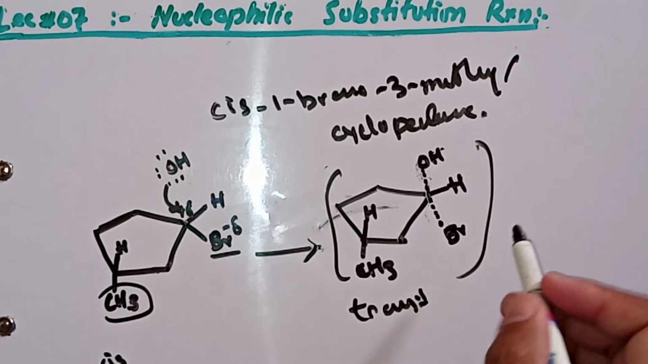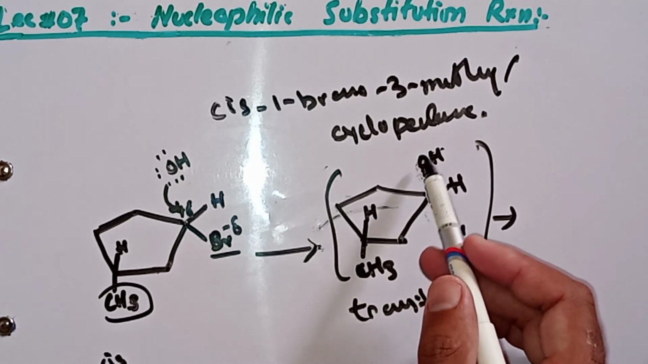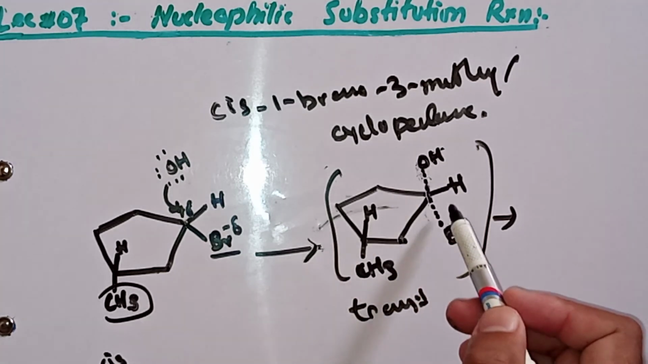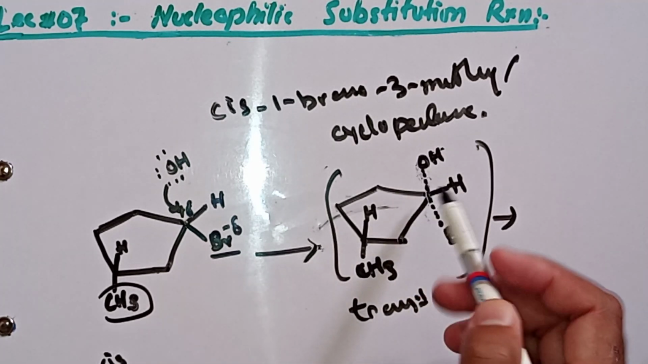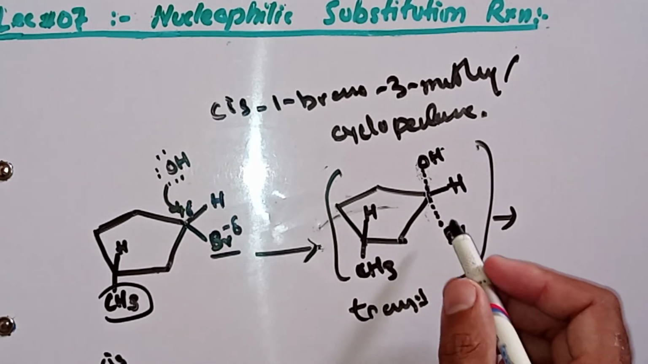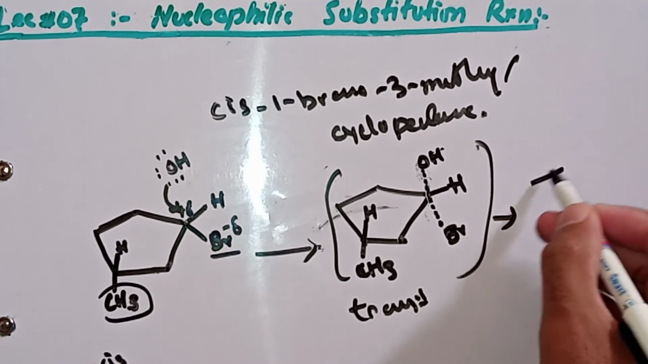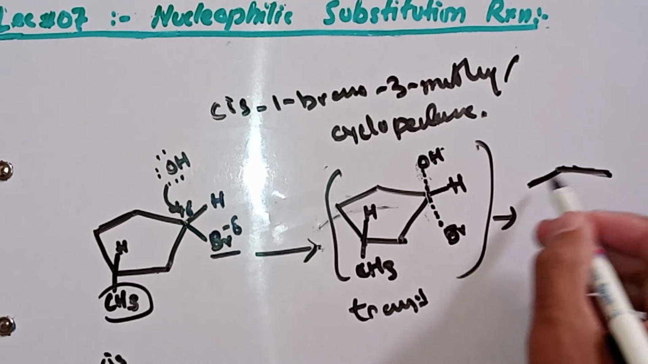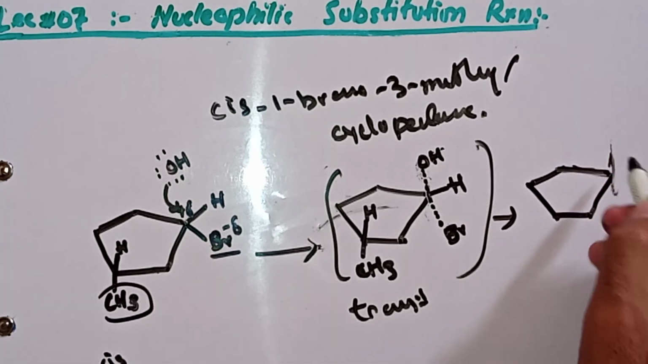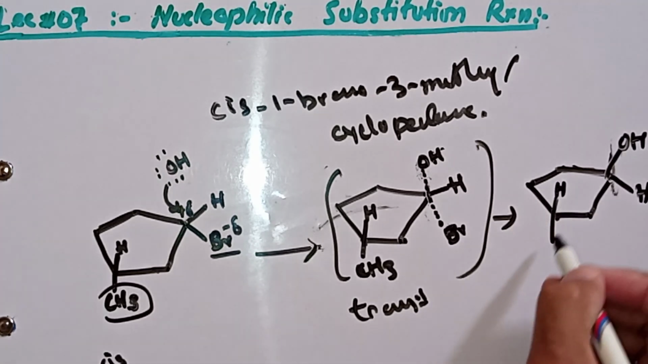After this transition state, the bond between the electrophilic carbon and the hydroxyl ion is completely formed. The other bond, the one opposite to the nucleophile, is broken. So the bond between the leaving group and the electrophilic carbon breaks down. That's why the final product is produced. The final product will be like that: OH, H, and CH3.